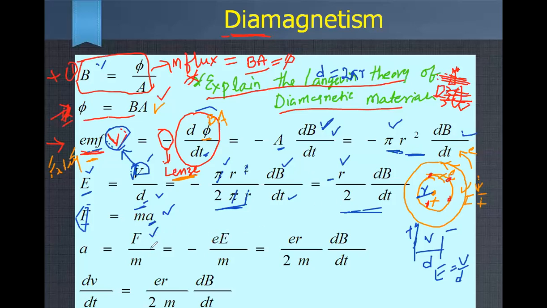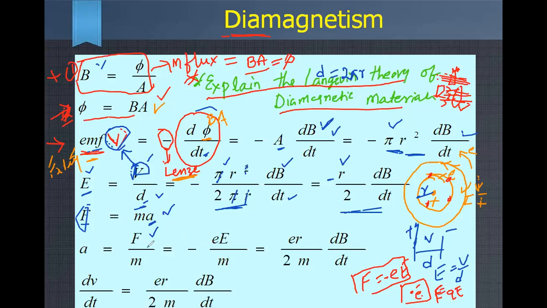So there should be some force on the electron. So F by m. So F is equal to what? We know that when an electron is moving in an electric field E, the force should be eE. Charge is minus, so F is equal to minus eE. So whenever the electron is in an electric field E, the force should be eE, or sometimes we write F is equal to QE.